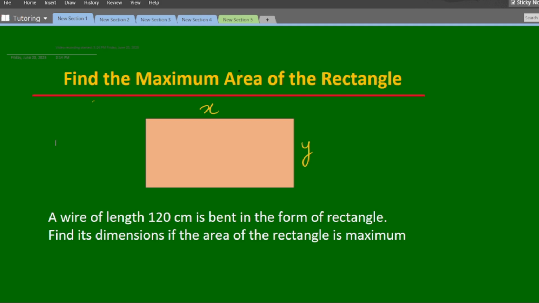So in this video, we have the maximizing the area of the rectangle issue. And we have been given certain constraints. The perimeter of the rectangle is 120 centimeter. And we are supposed to find the area of the rectangle such that with the given perimeter, the area is maximized.